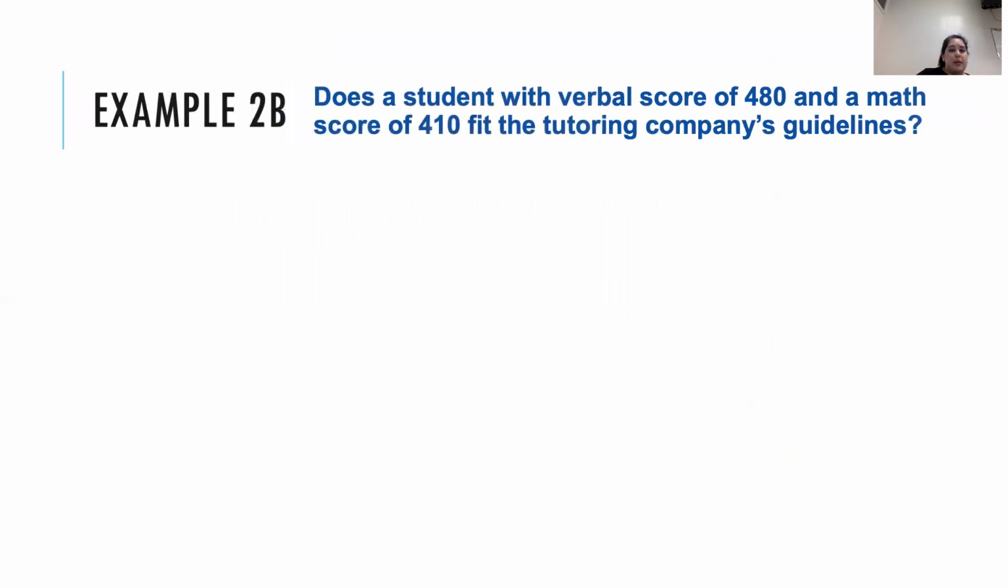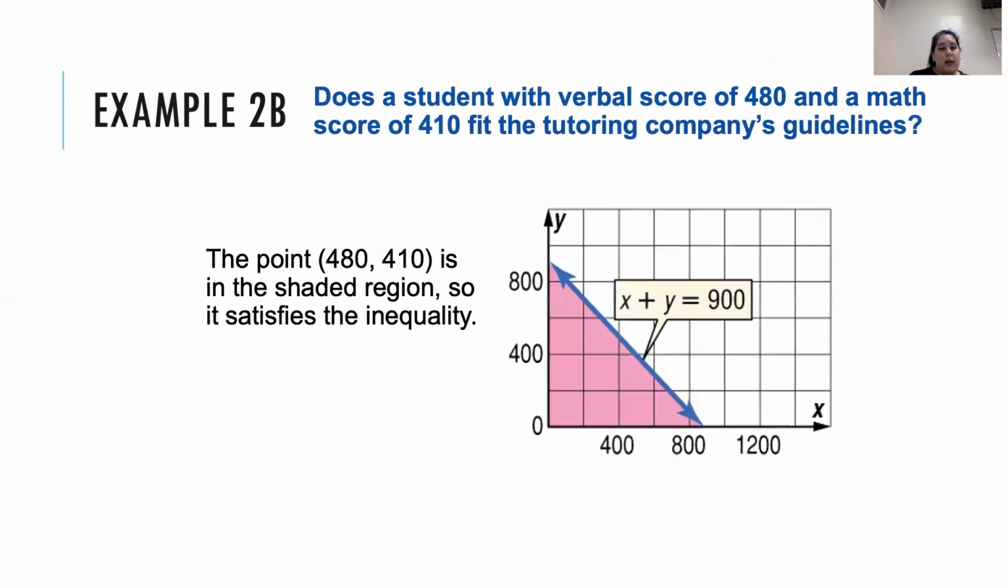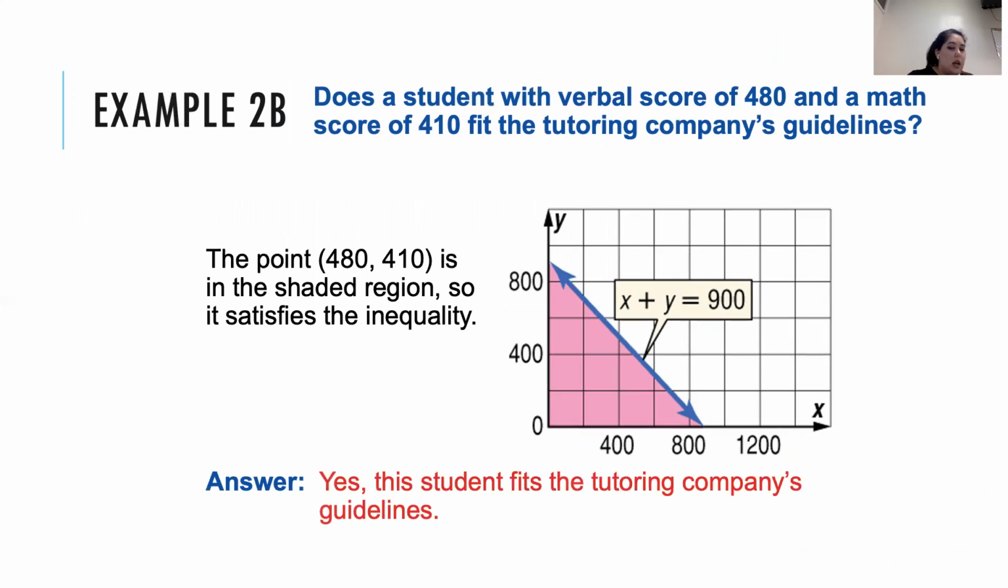Part 2 of this example is, does a student with a verbal score of 480 and a math score of 410 fit in the tutoring company's guidelines? So we could plot the coordinate point (480, 410) and see if it's in the shaded region. Since it is in the shaded region, it is a solution, and yes, that student would be a prospective fit for the tutoring company guidelines.